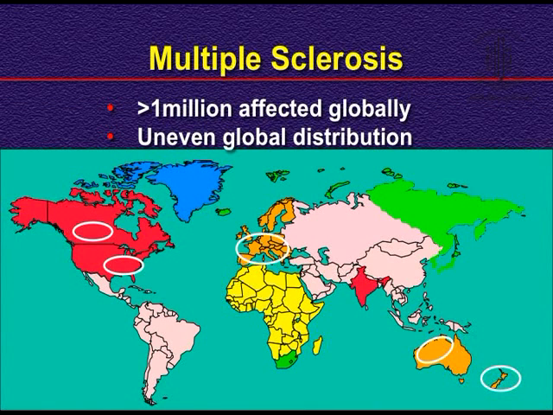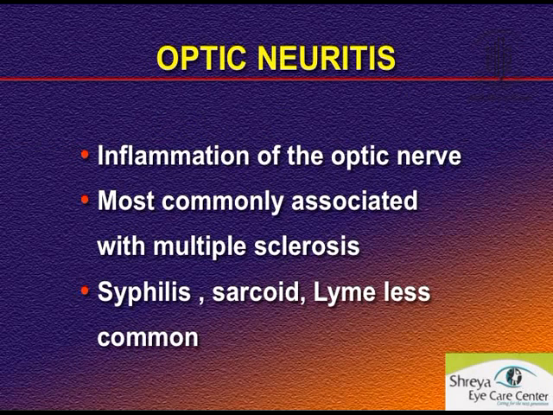So these are the pockets of this disease: in the US, the Midwest and the southern part of the US, and these are the European countries, and Australia, and then New Zealand, and in India also we do see patients quite often.